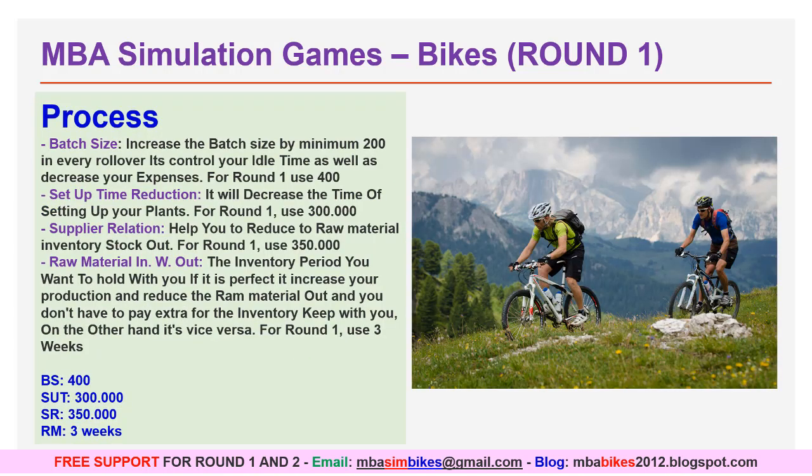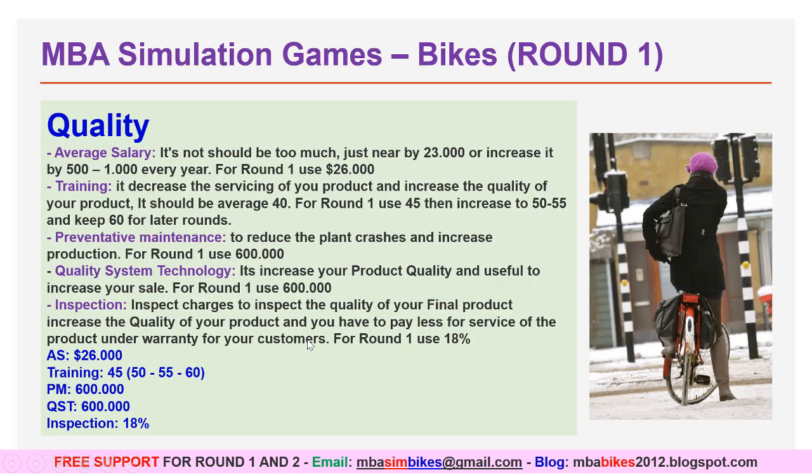For processes, we have batch size and setup time reduction, and supplier relation and raw material. To make it simple, in round 1 we can keep batch size about 400. And setup time reduction, we can invest 300,000. For supplier relation, we can spend around 350,000. And for raw material, we can keep that for 3 weeks, enough for production.